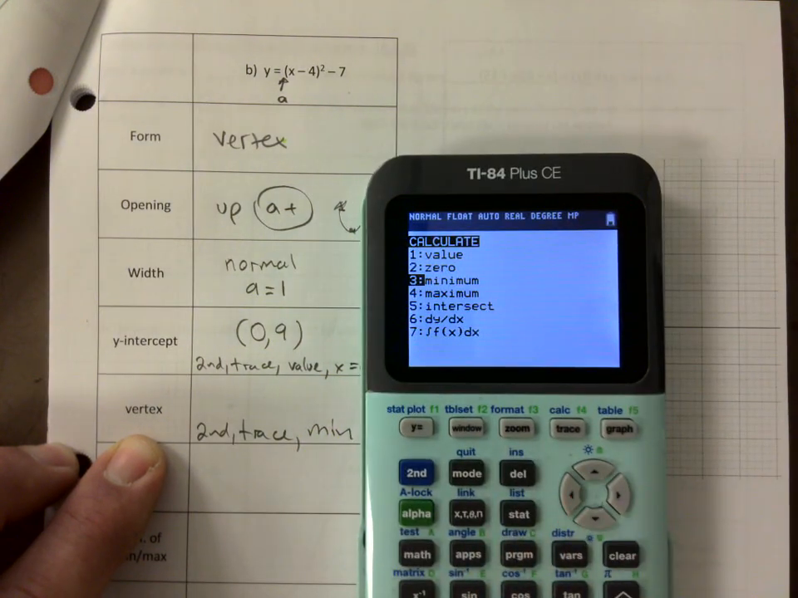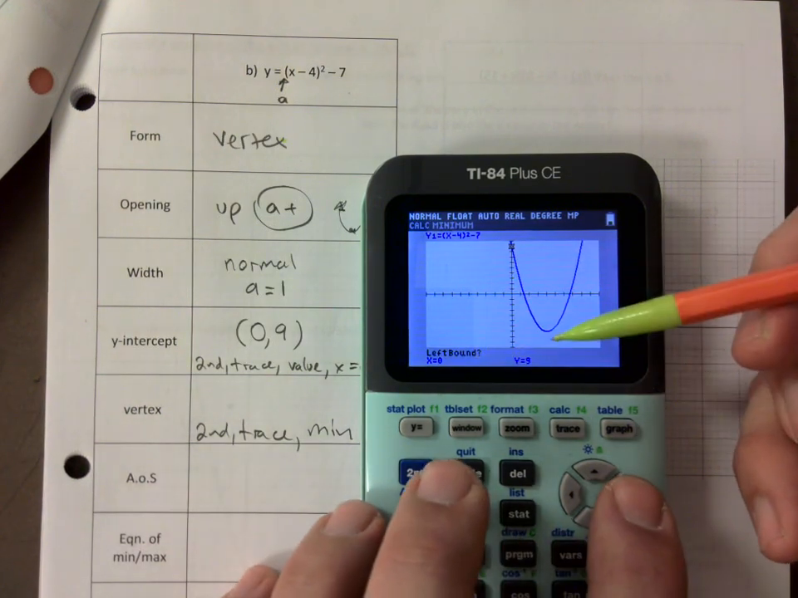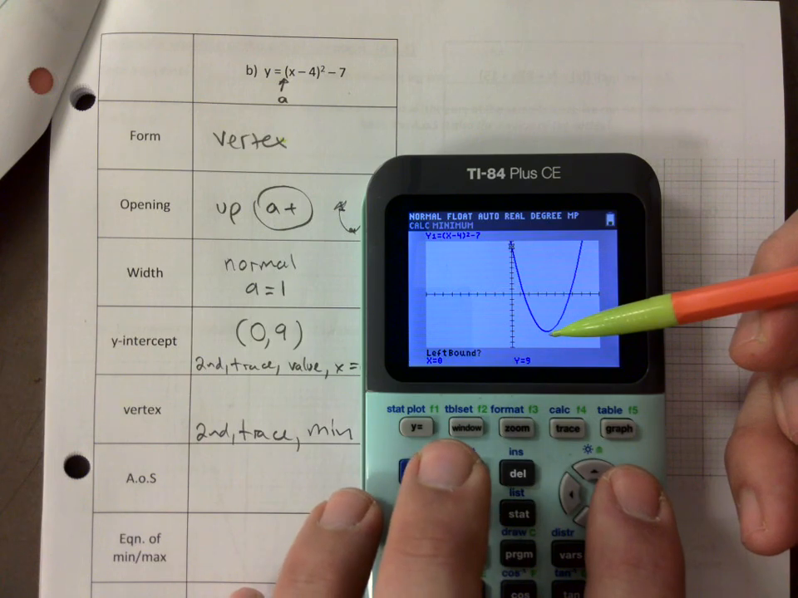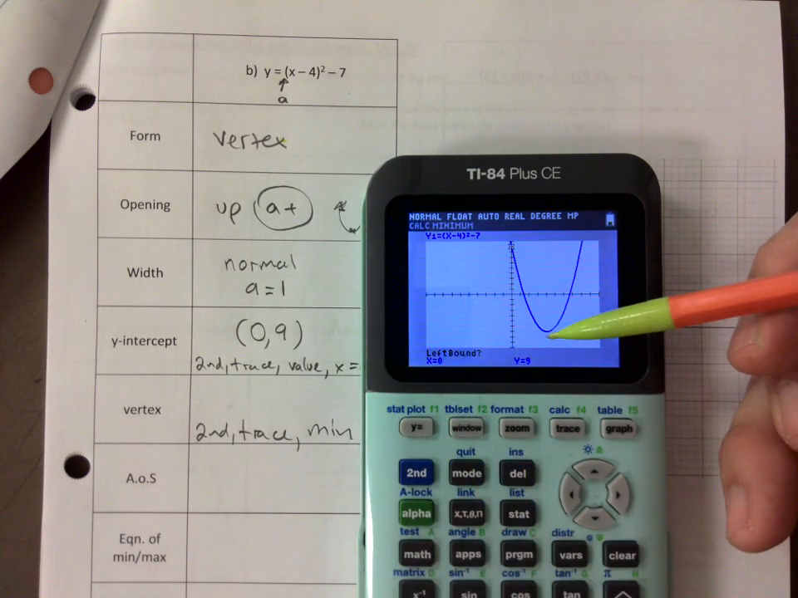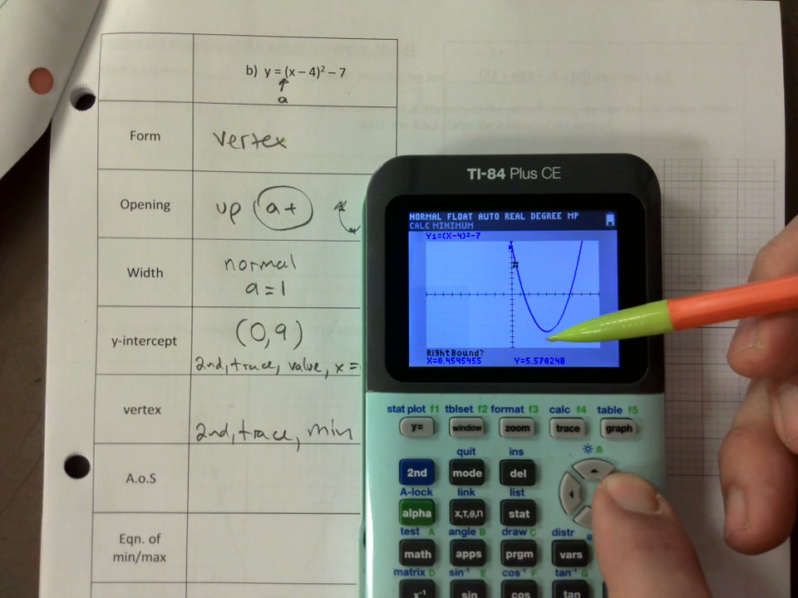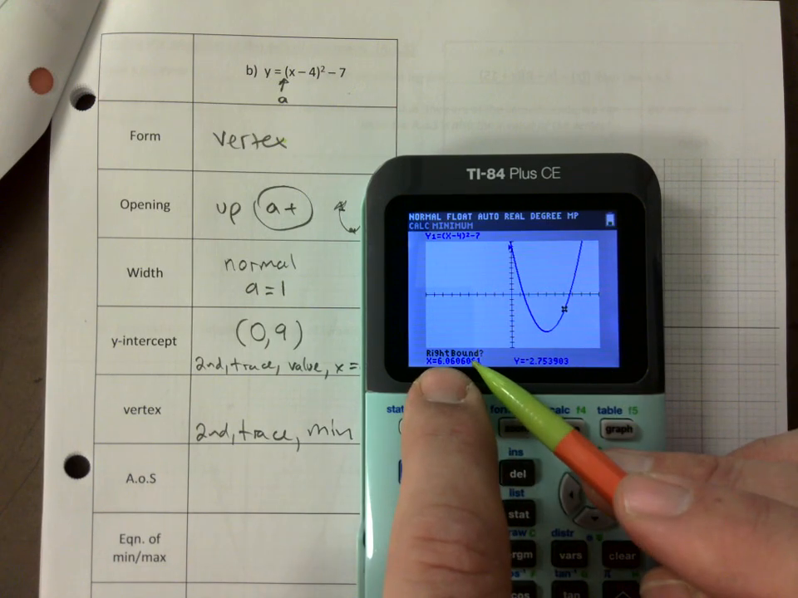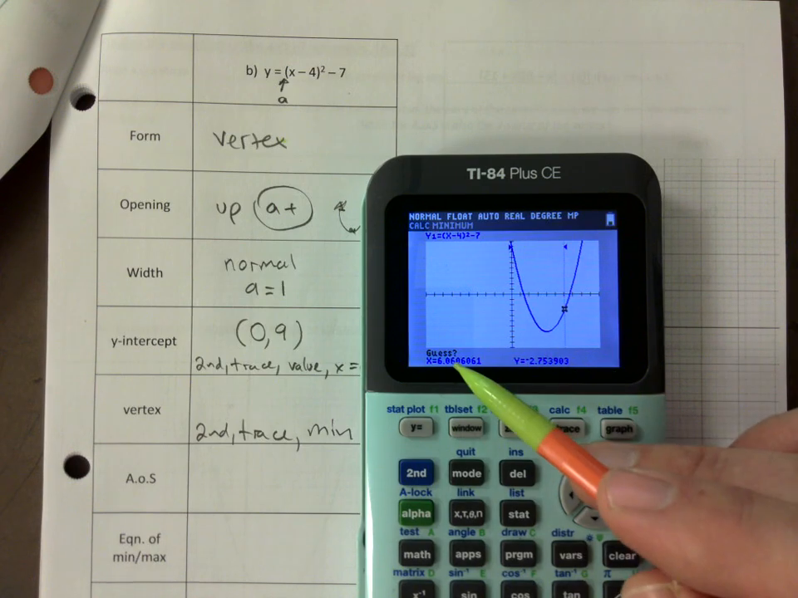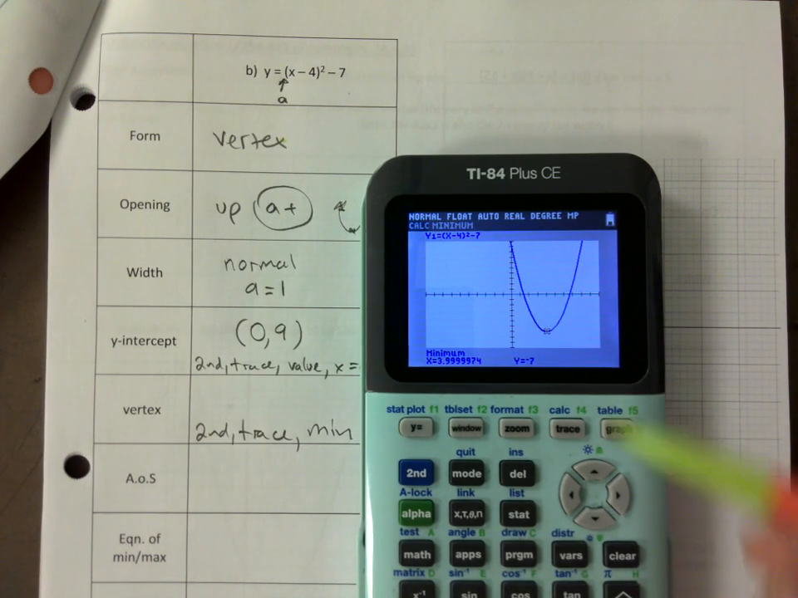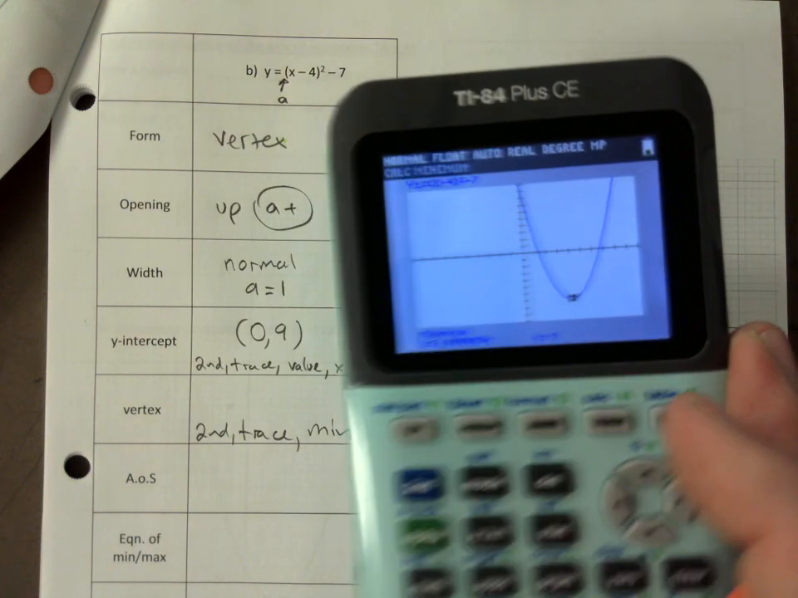So let's select minimum and just follow the prompts, okay? So this is my vertex where my pencil is located. I need something to the left of it. I'm already to the left of it in my case. I just hit enter. Then I'm going to travel all the way past it to the right side of the vertex. That's my right boundary. Hit enter. And then enter one more time. Guess is always just enter. Okay. So there it is. It's 4, -7. 4, -7.